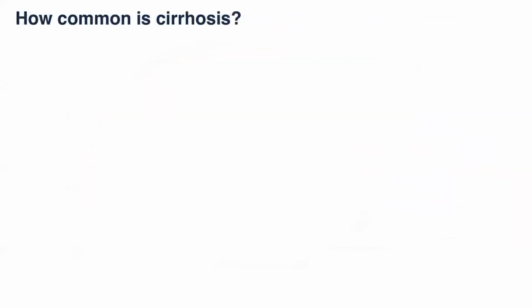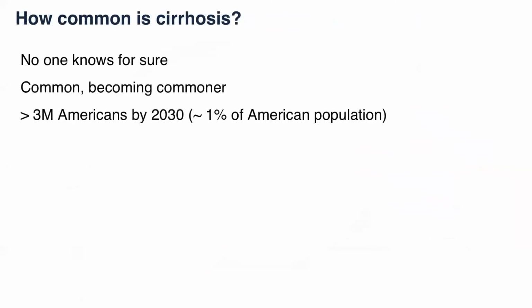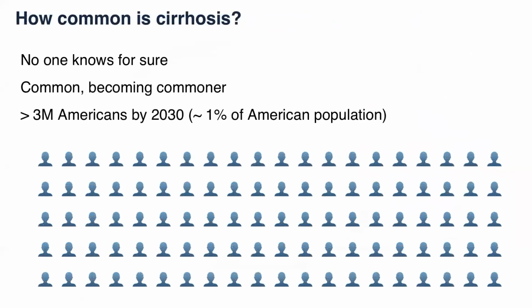Now, another question you might ask, now that you know what cirrhosis is, is how common is it? And it turns out no one knows for sure. We know it's common. We know it's becoming more common. And we believe that by the year 2030, there'll be over 3 million Americans with cirrhosis, which means it'll be about 1% of the American population. So here's 100 Americans. So for every 100 Americans, one person will have cirrhosis.